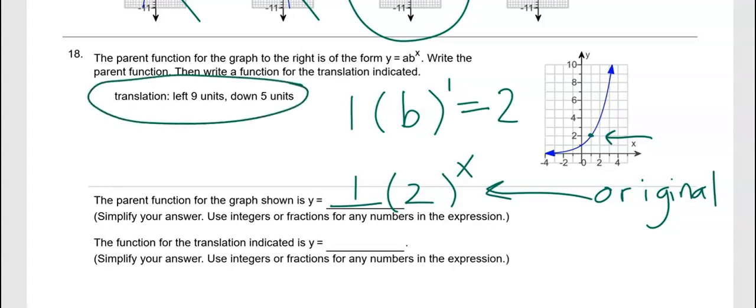Now we're going to get to changing the function so that it goes left 9 and down 5. So just think about that. How do I change the x, and what do I put on the outside of the function to make it go down? So, is it going to be x minus 9, or is it going to be x plus 9? Is there going to be a minus 5 on the outside or a plus 5 on the outside? Remember how I talked about it goes against common sense for the x, but it's exactly like the common sense for the y?